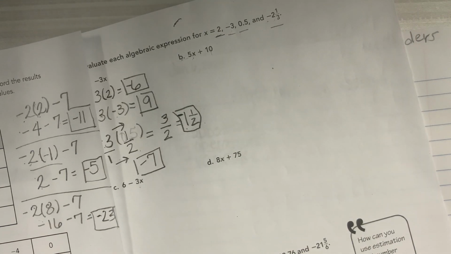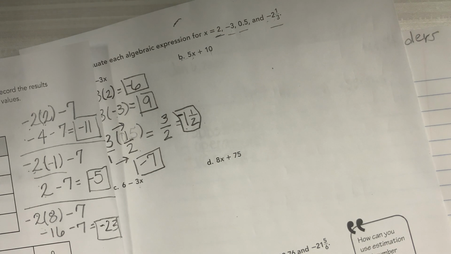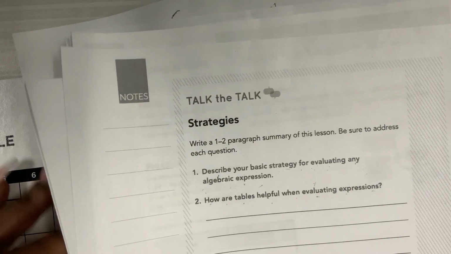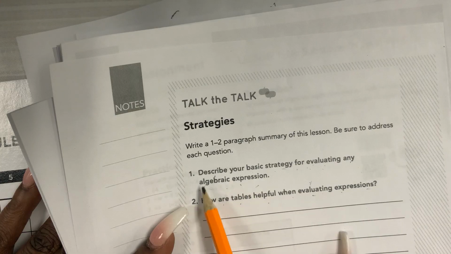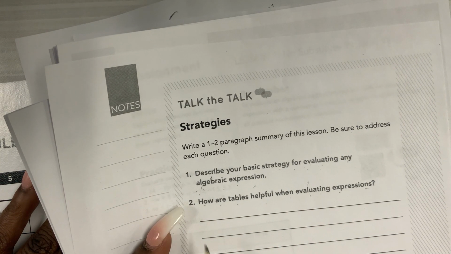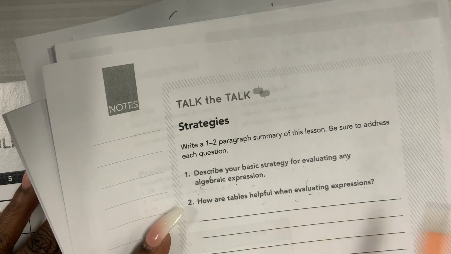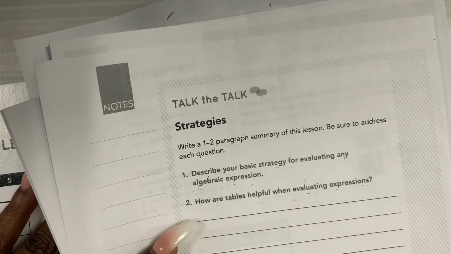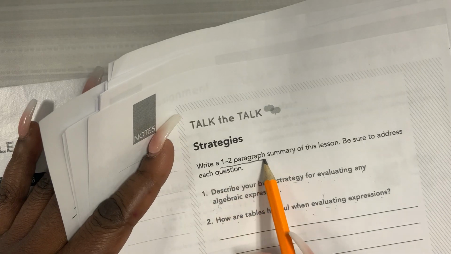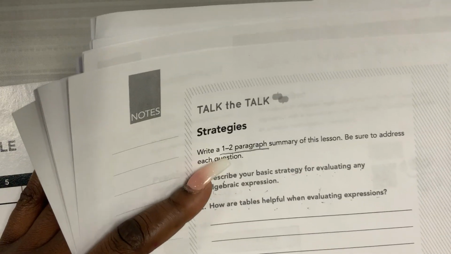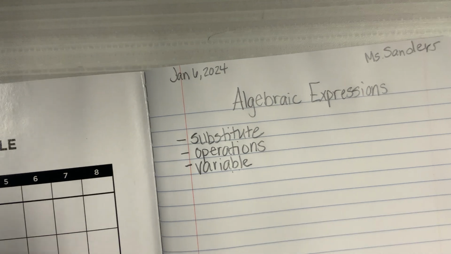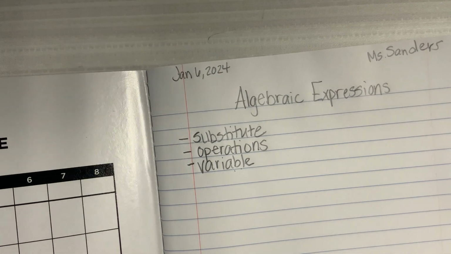versus just like when it's just out like that and your variables are at the top. So 2 parts. Describe your basic strategy for evaluating any kind of algebraic expression. And then how are tables helpful when evaluating expressions? And you can give examples if you want to. Just make sure that you're writing in sentence form. All right. I expect that to be in your journal and turned in.